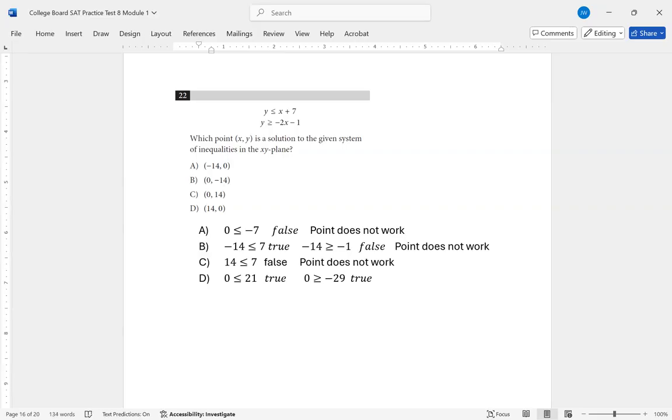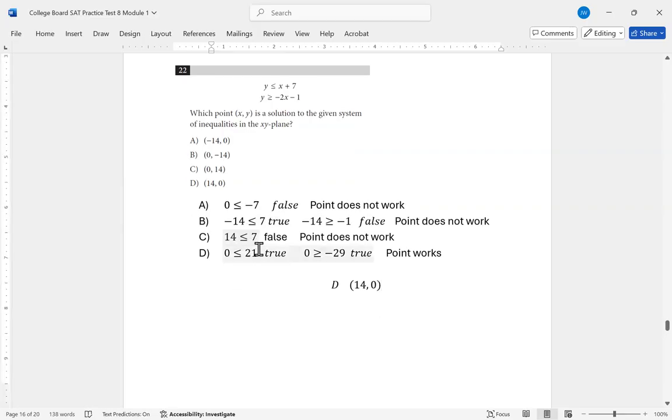So by plugging in these points into both inequalities, we see that the only point that works is the point in option D. So the answer to question number 22 is D, (14, 0), the only one of those four given points that works. A lot of times when I do this, I'll do some of that in my head, and it goes pretty quick if you do that in your head. I know I wrote down all of these steps. But D is the answer to question 22.